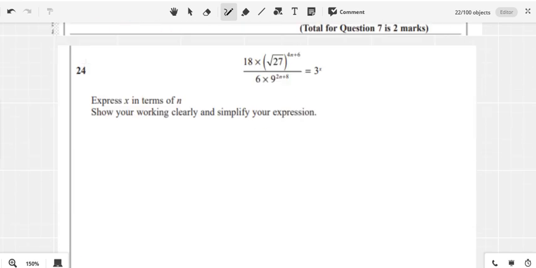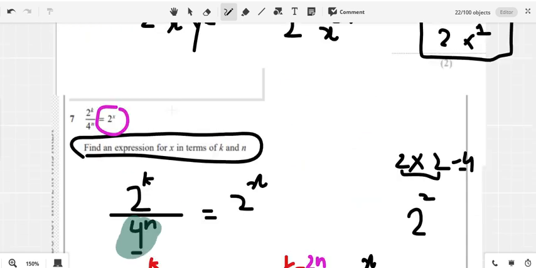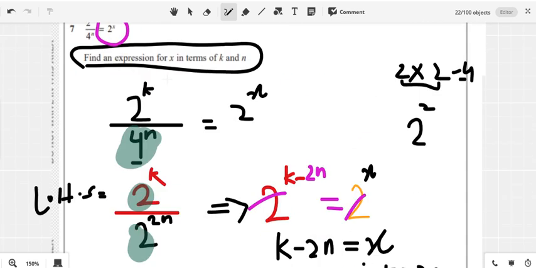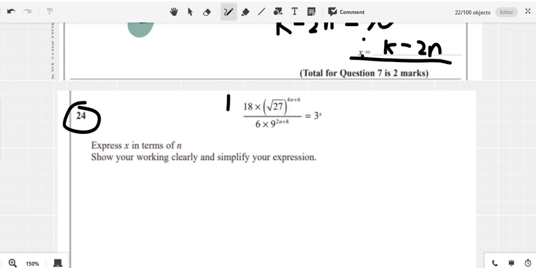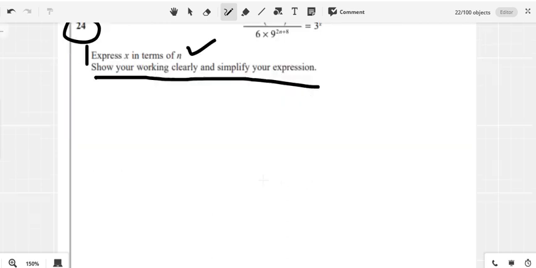Now question number 24. Here 18 times. This question is also similar to the previous one that we did, but that one contained one term in it, and here it has many things in it, like square root, which means in exponent that we do fractional power questions, and there is variable power as well, and we have to find x in terms of n. Express x in terms of n. Show your working clearly and simplify your expression.